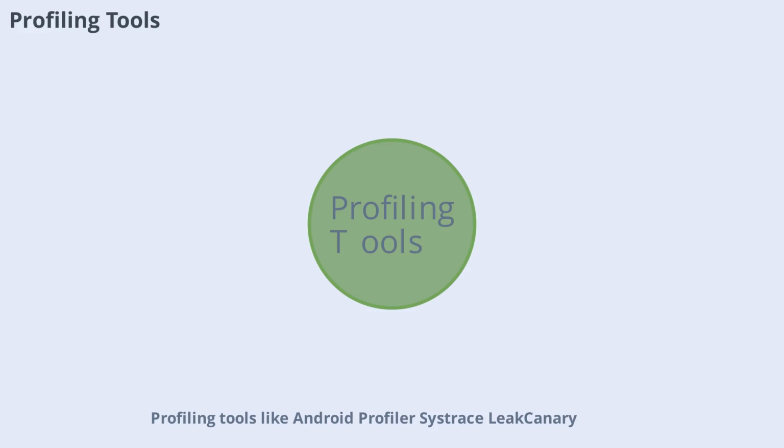Profiling tools like Android Profiler, Systrace, LeakCanary, and GPU rendering analysis help identify performance bottlenecks. Using these tools ensures your app runs smoothly and efficiently, providing a better user experience.